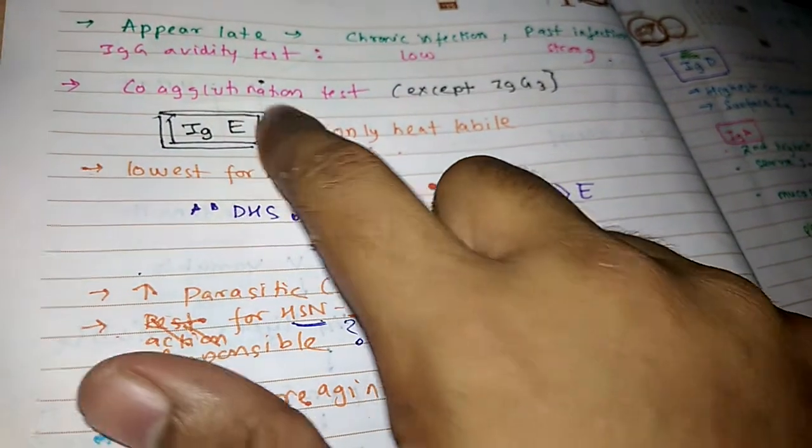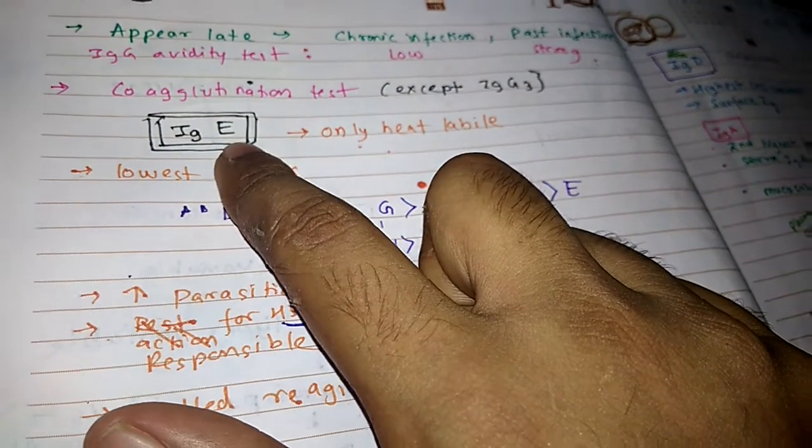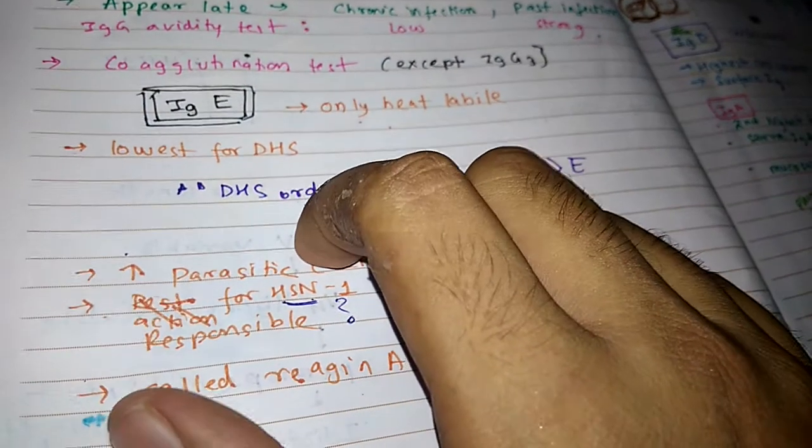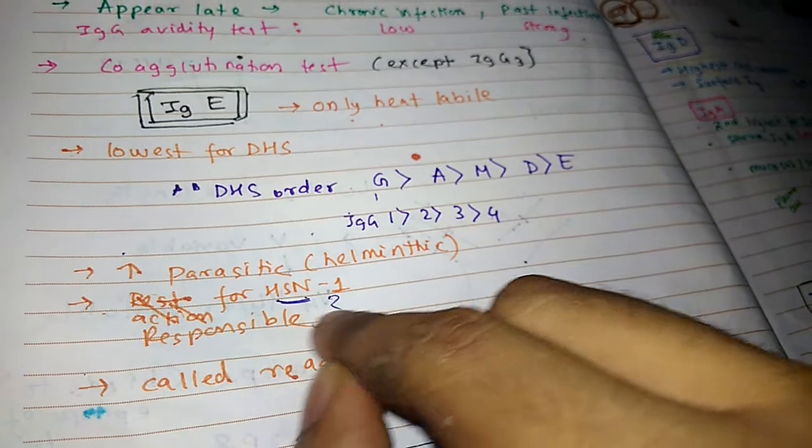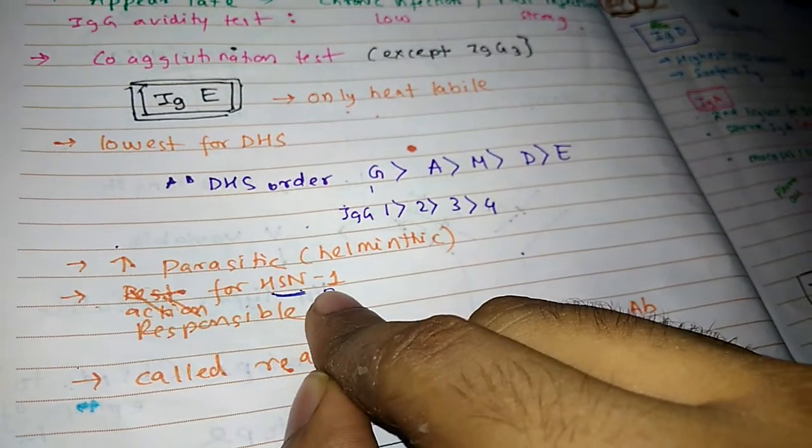And IgE is specific for allergy, hence you already know that E is for allergy. So it is responsible for hypersensitivity type 1 reaction.